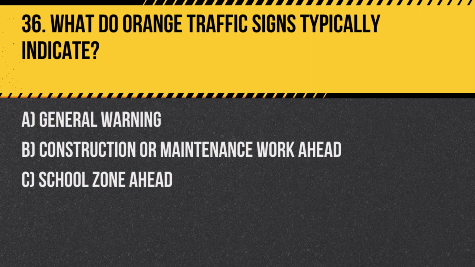Question 36. What do orange traffic signs typically indicate? A. General warning. B. Construction or maintenance work ahead. C. School zone ahead.